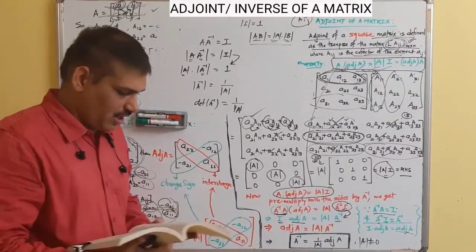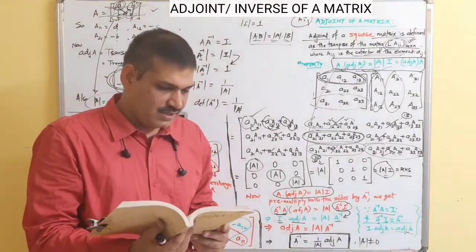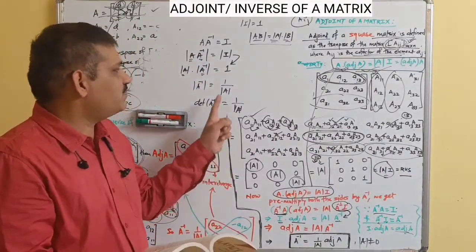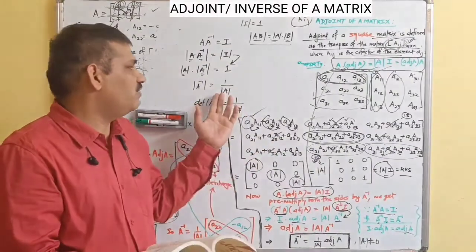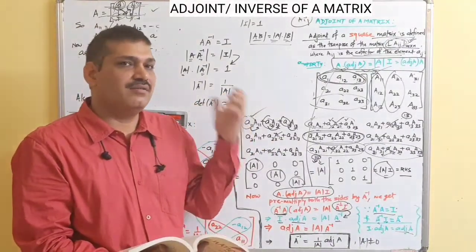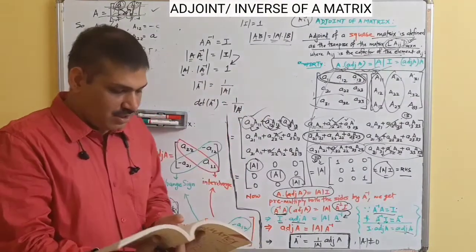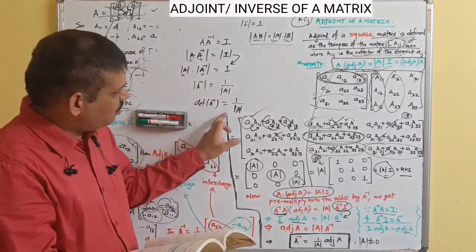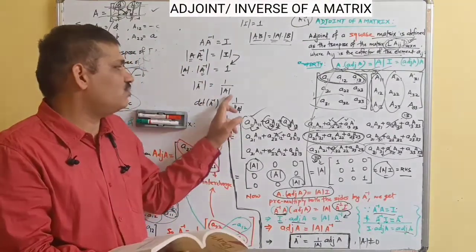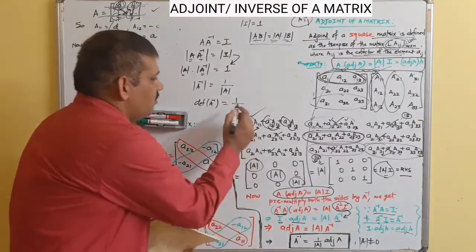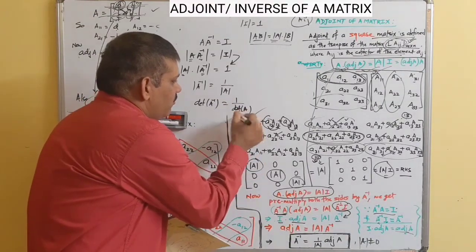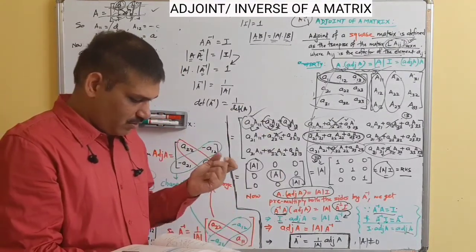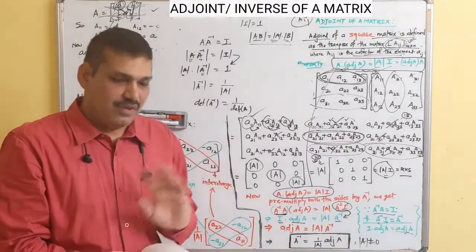This is the 18th MCQ in our NCERT textbook, page number 132. If A is an invertible matrix, meaning determinant A is not equal to 0, then we can divide both sides of an equation by determinant A. Of order 2, whatever the order is, this holds true always. Determinant of A inverse is equal to 1 upon determinant of A.